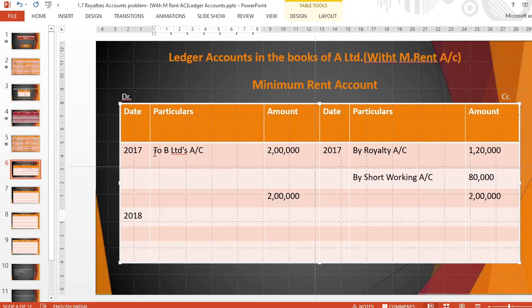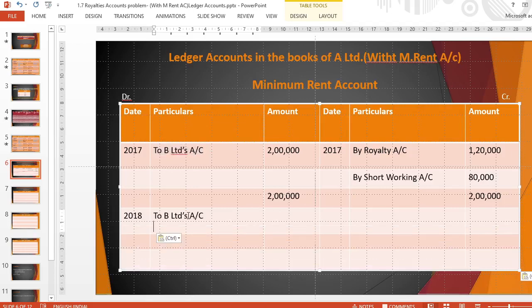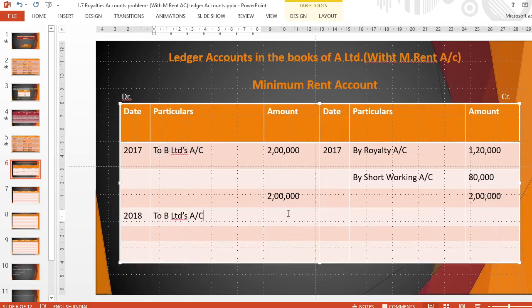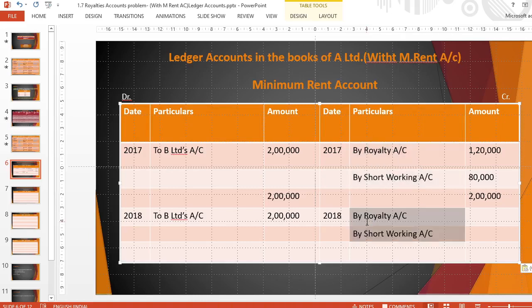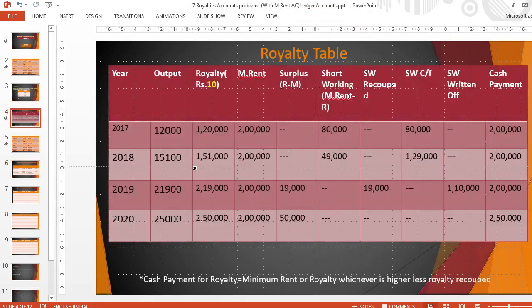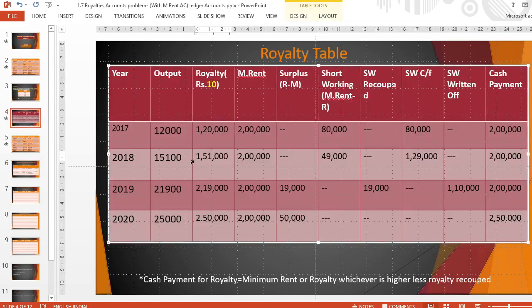So I'll do the first entry, that is minimum rent account debit to B Limited's account. Here again minimum rent is 2 lakh, no doubt. And for 2018, the second transaction, transfer of minimum rent to royalty account and short workings account. For these two entries, I need to check the amount. Here for the second year, royalty amount is 1,51,000 and short workings is 49,000. So I'll copy the same things.